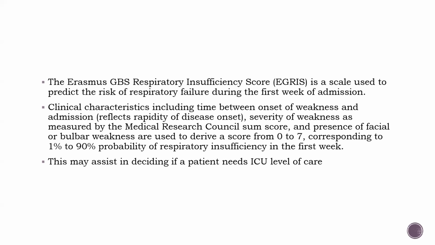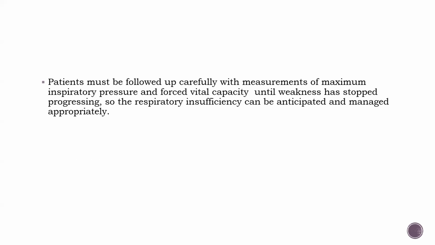The Erasmus GBS Respiratory Insufficiency Score, that is EGRIS, is the scale used to predict the risk of respiratory failure during the first week of admission. Classical clinical characteristics, including time between onset of weakness and admission, severity of weakness as measured by the Medical Research Council sum score, and presence of facial and bulbar weakness, are used to derive a score from 0 to 7, corresponding to 1% to 90% probability of respiratory insufficiency in the first week. This may assist in deciding if the patient needs ICU level of care.